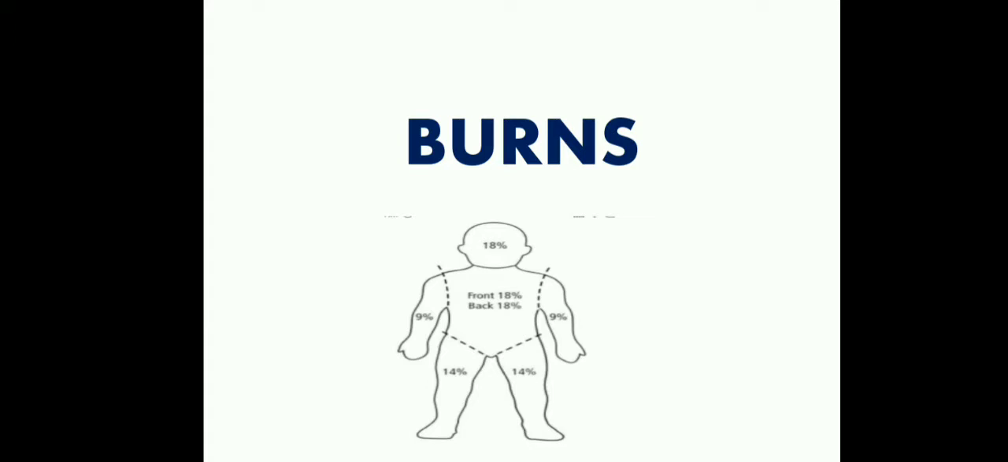Okay, what is burns? Why do burns occur in children? Because of contact with fire, chemicals, electricity or radiation, the child suffers tissue injuries. These are the causes: fire, chemicals, electricity and radiation. Okay, this is about burns. We will discuss it one by one.